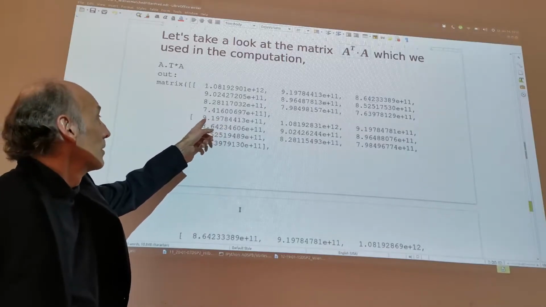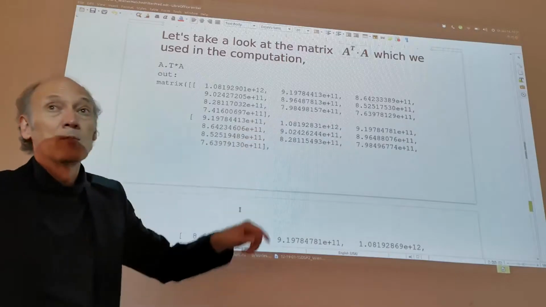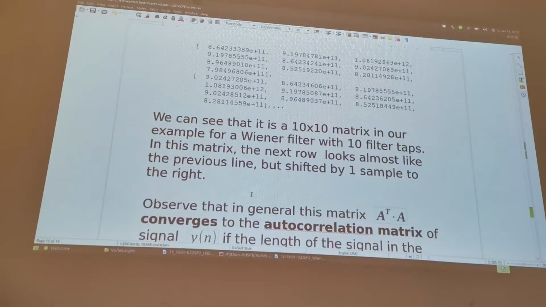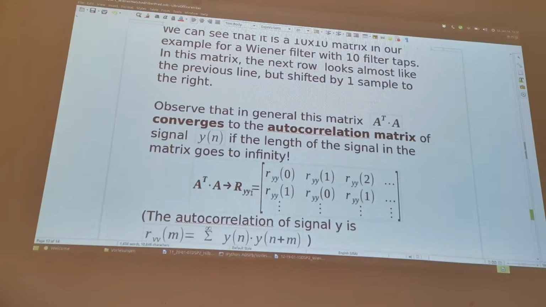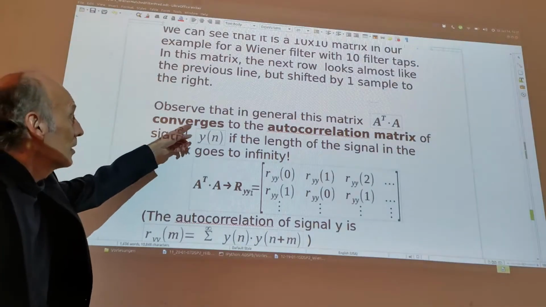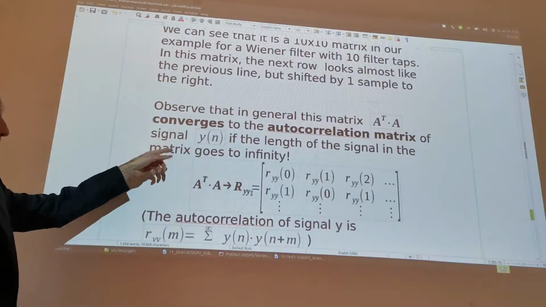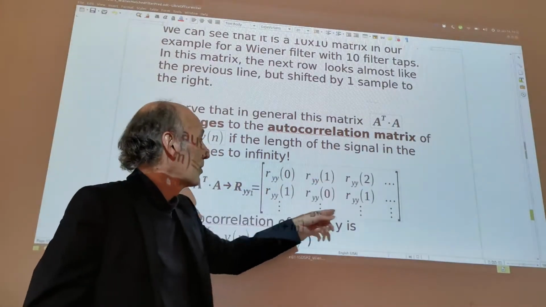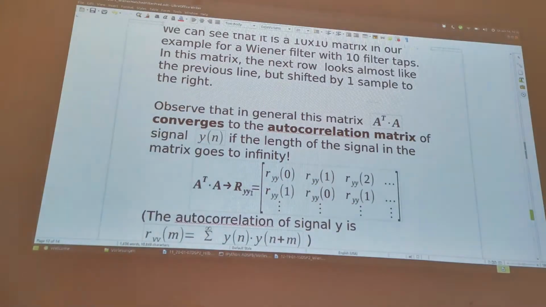Again, we have this 9.19 times 10 to the 11th. We also have this symmetry. In general, this matrix A transpose A converges to the autocorrelation matrix of the signal. And this is because that's what we did, right? We have a row of the noisy version, and the transpose matrix is a column of this noisy version, and if you multiply those two, we have one step of the autocorrelation. Then if you take the next row, we have it shifted by one sample, then we have the next coefficient of the autocorrelation, and so on. So this 10 by 10 matrix contains the autocorrelation coefficients of our noisy signal.